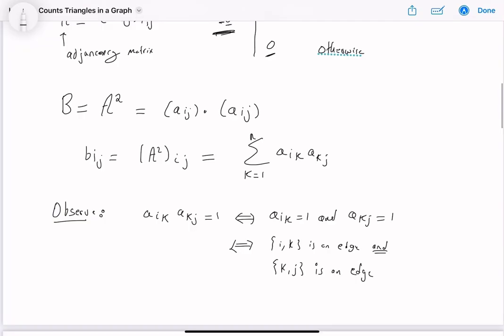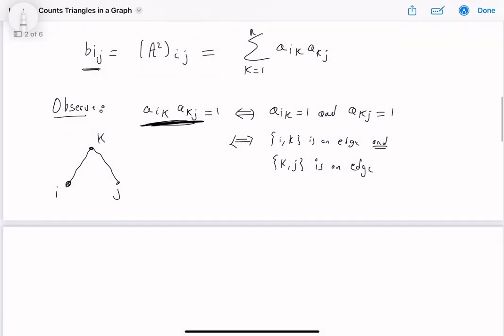Okay, so far so good. So this product is equal to 1 exactly when both of the edges exist, okay? So what we can say is that this equals 1 if and only if we have these vertices i and j, and they're both connected to the vertex k. So this is the observation. This is the meaning of this entry equaling 1, or this summand equal 1.